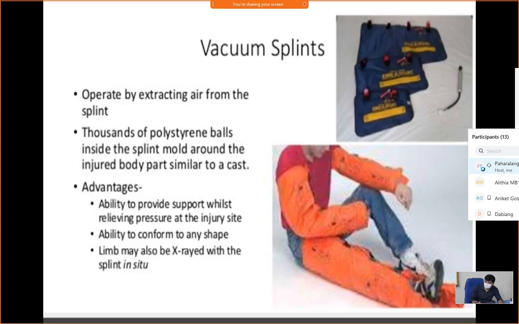Vacuum splint, this is just opposite to the pneumatic splint. Here you suck out the air; this is a ready-made splint with multiple polystyrene balls inside. You suck out the air in that, and this collapses and compresses the injured limb and acts as a splint. These are opposite. This is vacuum, that one was pneumatic. In that you put air, here you take out the air.